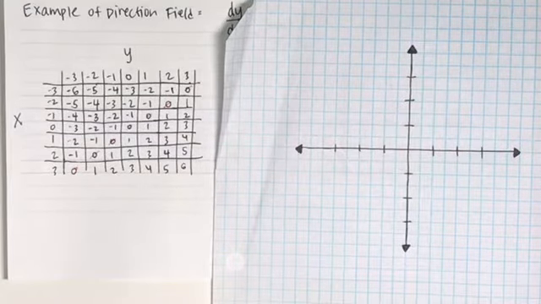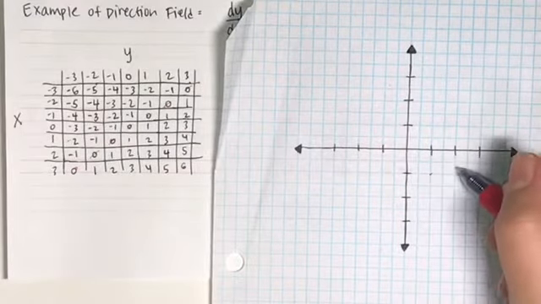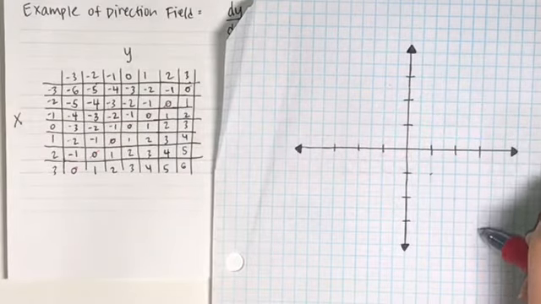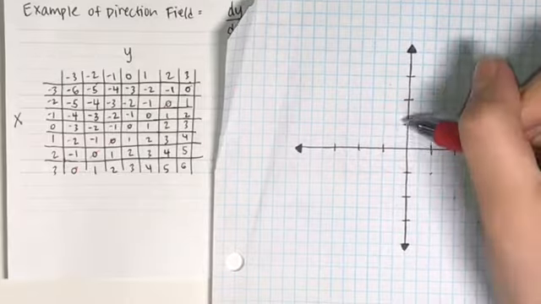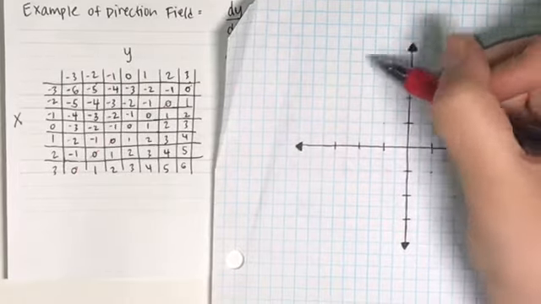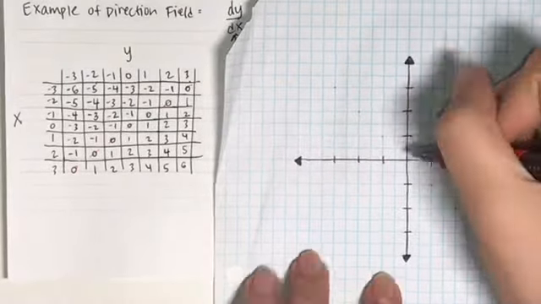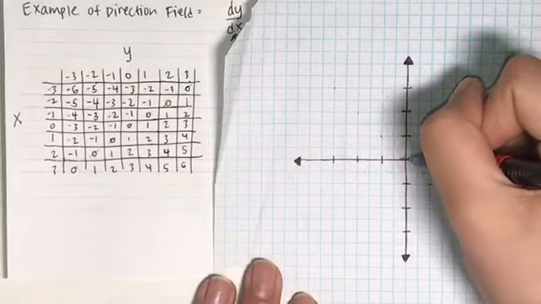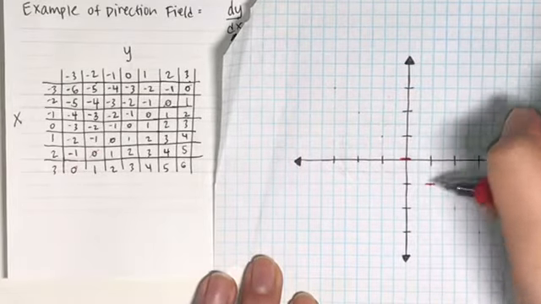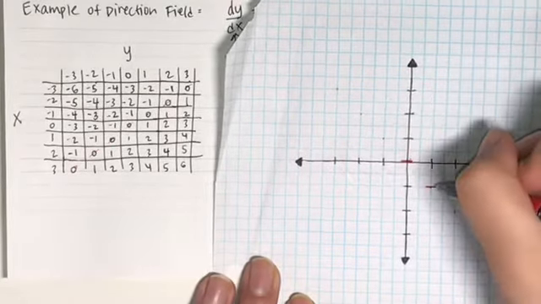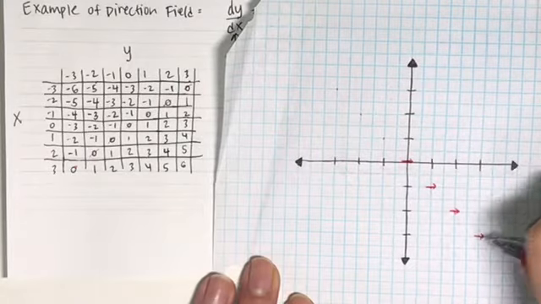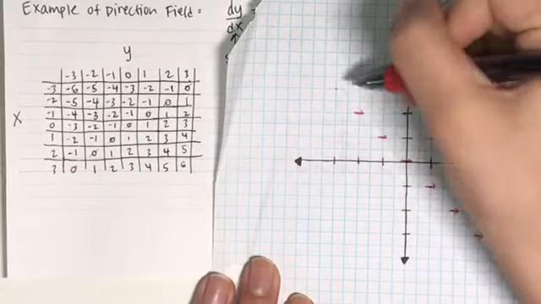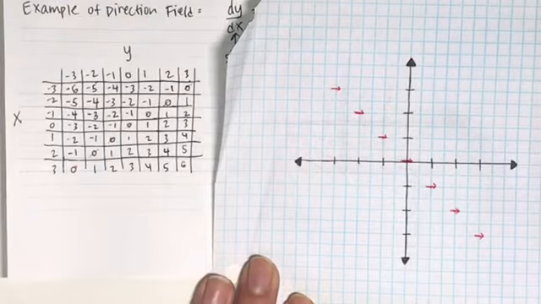I like to draw tiny dots at the points where I'm about to draw my tiny arrows. That way it's easier for me to visualize where to draw the arrow instead of getting confused later on. So once I've drawn these points, all I do is draw a horizontal small little arrow at those points. Now it's time to fill in the rest of the direction field and draw the tiny arrows at other points on the graph.